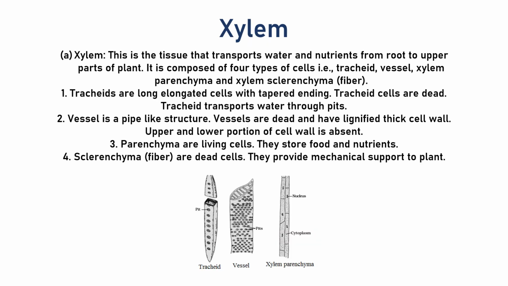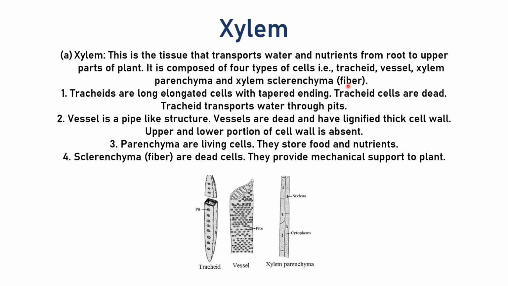Right, coming to xylem. Xylem is a complex tissue, so it is formed of different types of cells. They are not made up of a single type of cell which has a similar shape, right? Here it is made up of different types of cells. Now what are the different types of cells xylem is made up of? Number one, tracheids, right? You can see in this picture tracheids, then vessels, xylem parenchyma and xylem sclerenchyma. Xylem sclerenchyma is sometimes also known as xylem fiber.